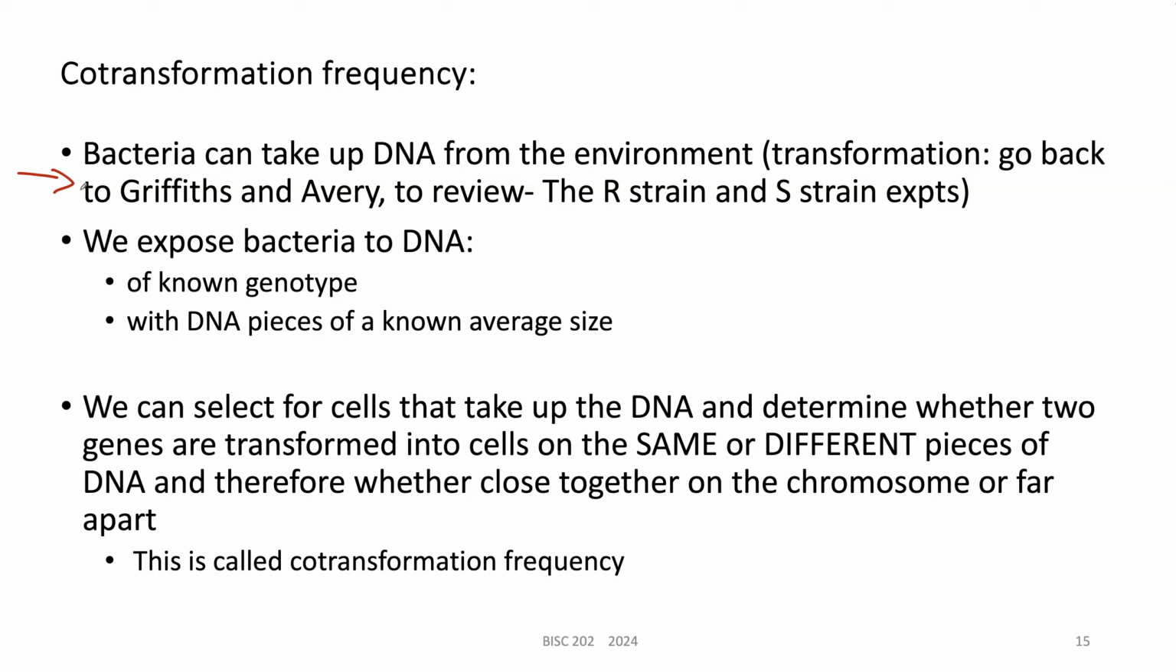But when you mix that R strain and that S heat-killed extract, some of the R cells were able to take up DNA from the killed S strain and became S strain cells themselves. And so this was referred to as transformation, and we still call it transformation. The reason is because the R strain was transformed into a virulent S strain.